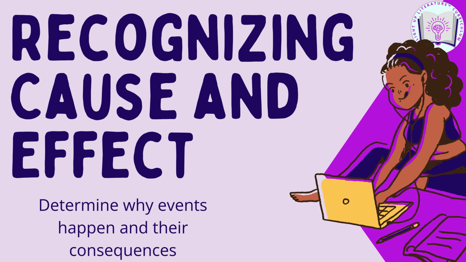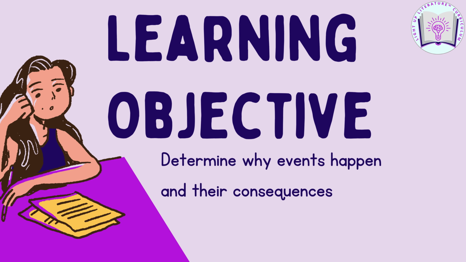In this lesson, you will learn how to understand why events happen and what results from them. Knowing cause and effect helps you become a stronger reader, a stronger thinker, and a clearer writer. Let's get started. By the end of this lesson, you will be able to determine why events happen and identify their consequences. This skill shows up in stories, nonfiction, science, history, and real life.